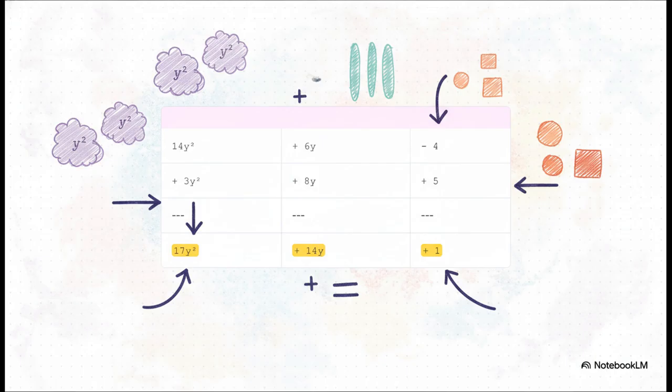Now it's just simple addition. 14 plus 3 is 17, so we have 17y squared. 6 plus 8 is 14, so that's 14y. And negative 4 plus 5 is a positive 1.